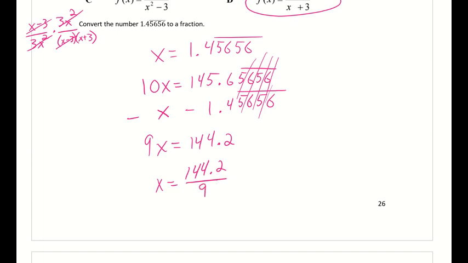But then we can't have a decimal and a fraction, so we need to multiply this by 10 tenths. So that 1.4 and then 56 repeating is the same as 1,442 divided by 90, or you can factor out a 2 from that as well.